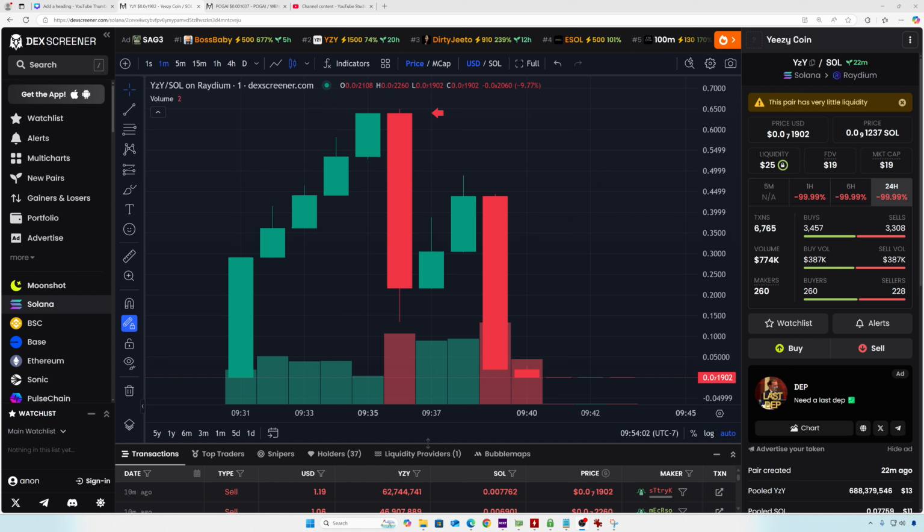In today's short, quick video, I'm going to show you guys 5 things you can look out for when trading meme coins on Dex Screener. That way you guys don't get completely wrecked, just like this coin got completely wrecked over here.